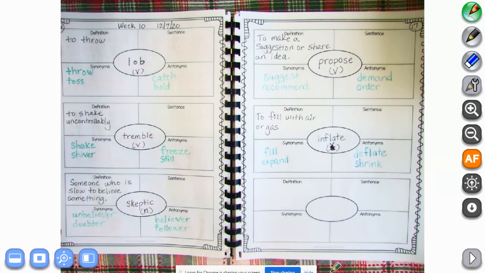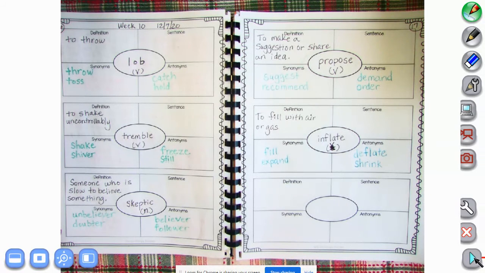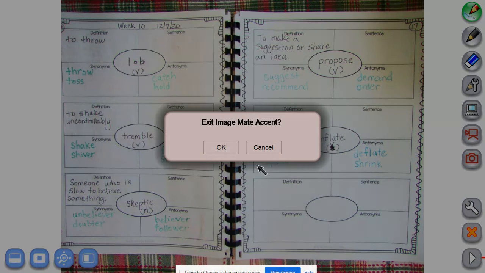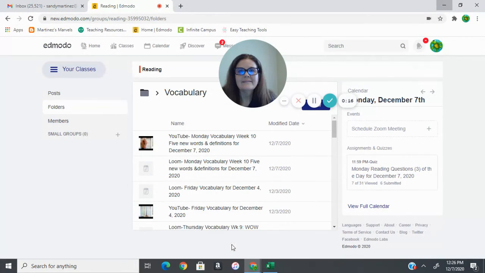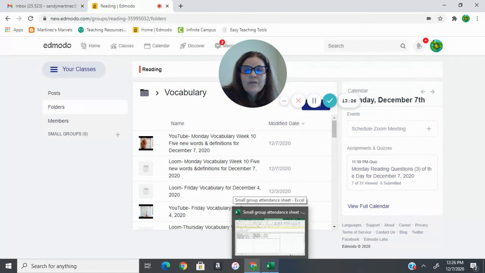All right, so go ahead and freeze this page if you need to. And we're going to put this away and head over to our grammar. And we're going to be doing a grammar interactive notebook activity. So I'm going to close this out here and head back here and say, see you over in grammar.